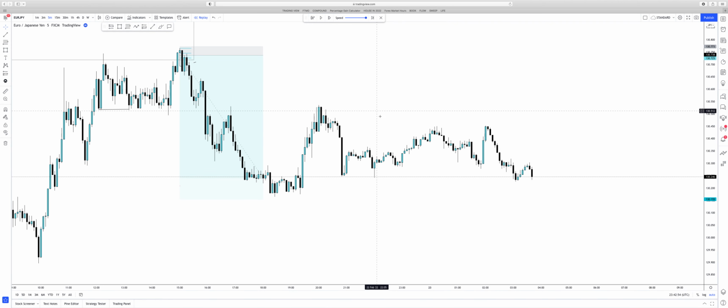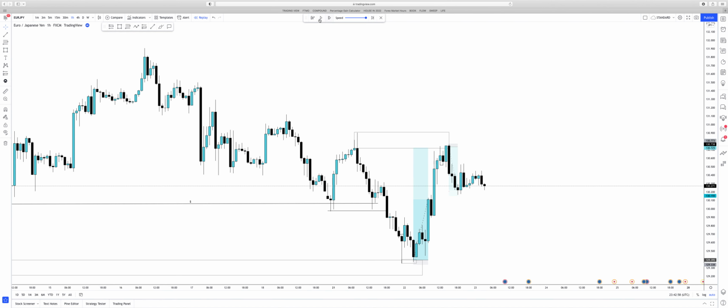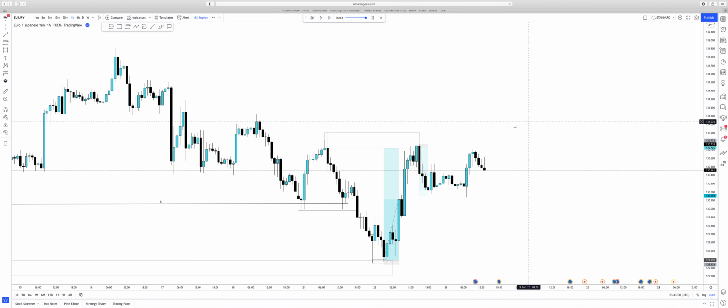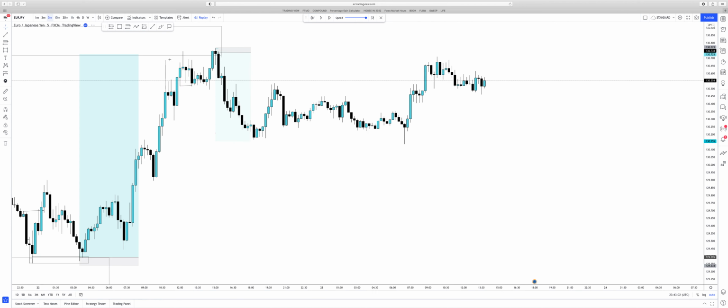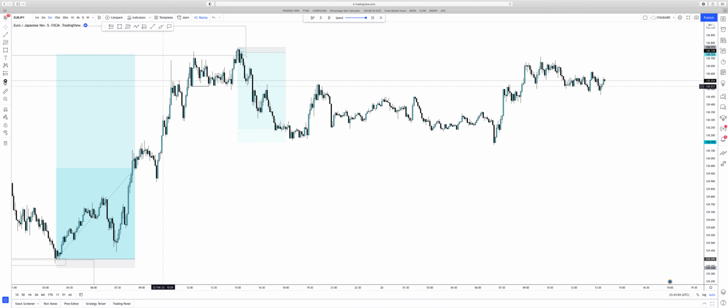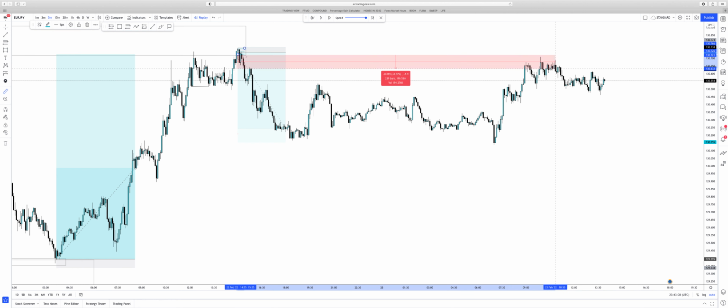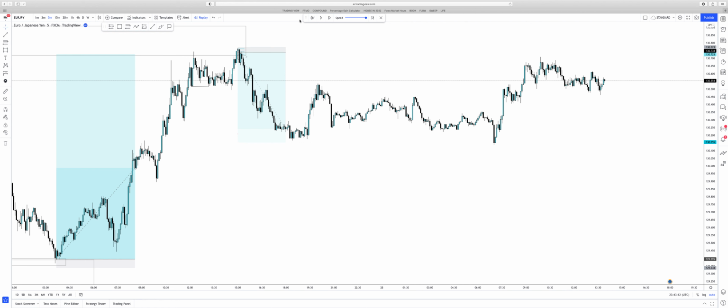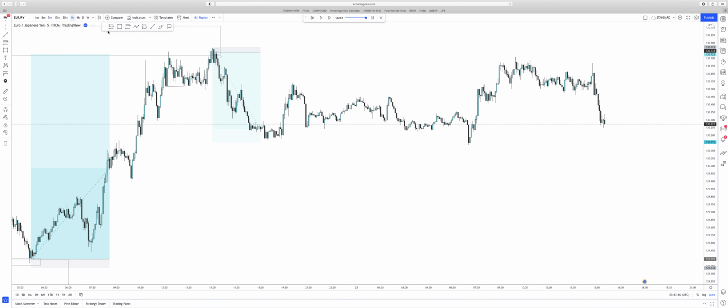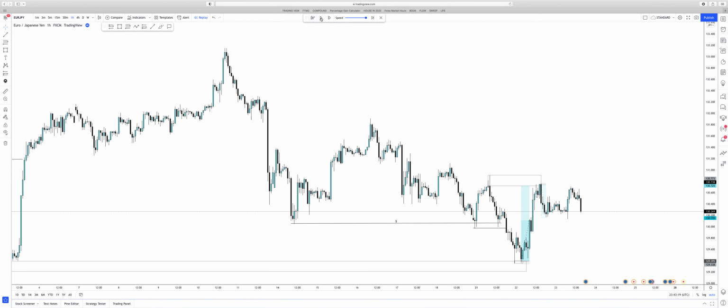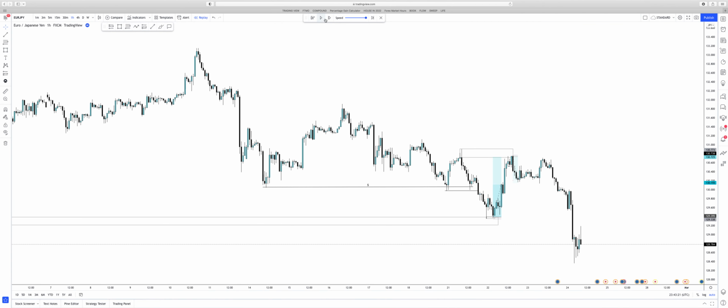Or you could be caught in this consolidation. So it's a no for me. Or price will come back to the most extreme. So like this trade you'd be holding for 19 hours, nearly a day for it to come back and break even. And then there we go, target hit.